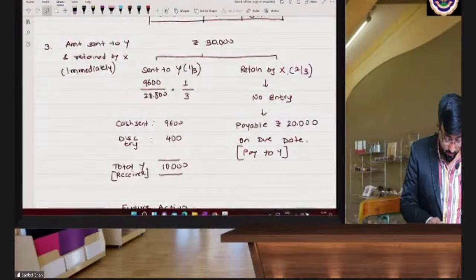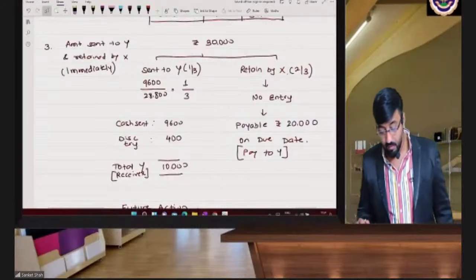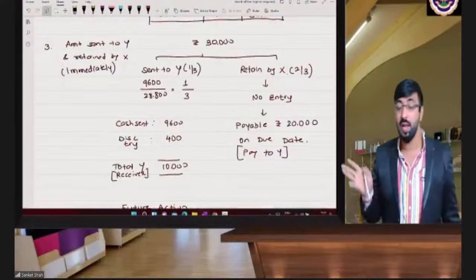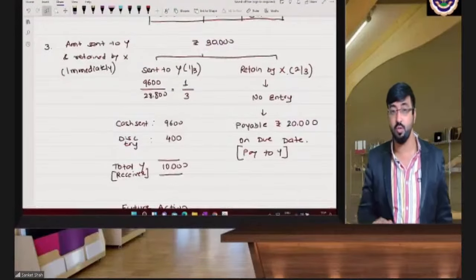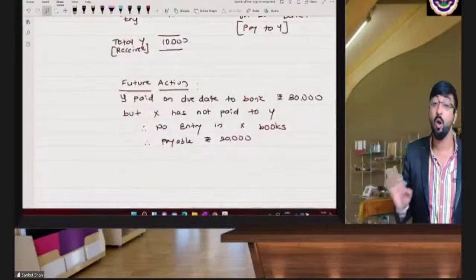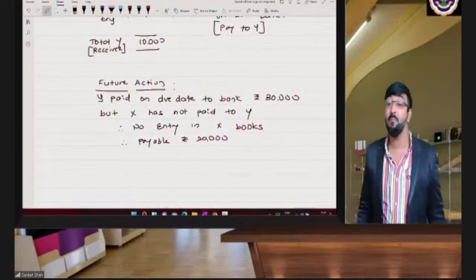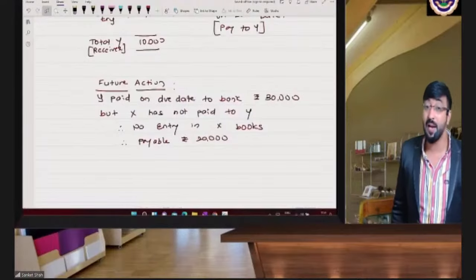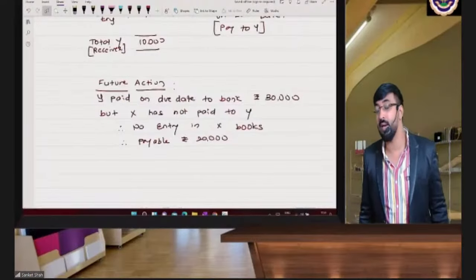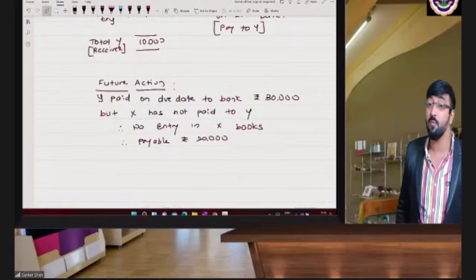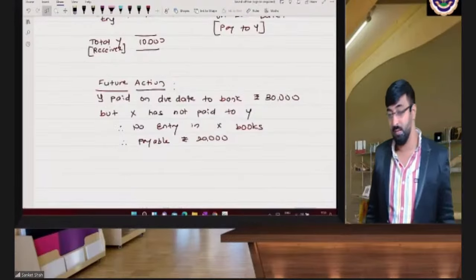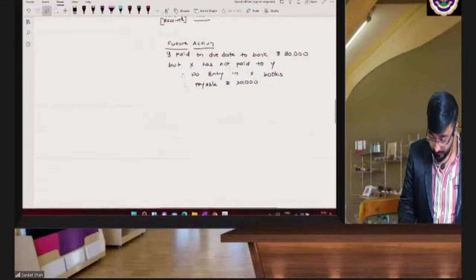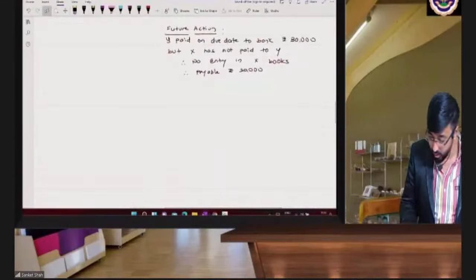On the due date, X has to pay to Y, because X used this and Y is going to pay it in the future. So X will pay 20,000 to Y. But what happens in the future? Y paid it to the bank, because the bank will visit Y's place, and Y has paid that amount, but X has not paid. So no entry in X's books, and therefore payable rupees 20,000. What is the amount which is payable? Rupees 20,000. Did we get this sequence? So you understood the future action now.